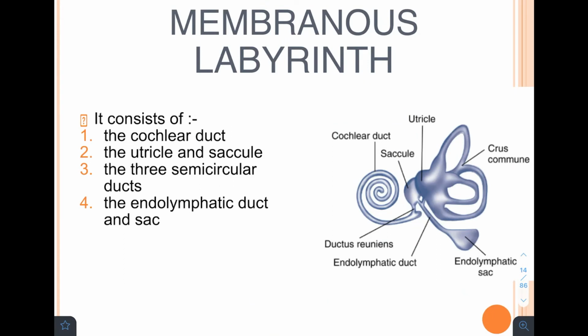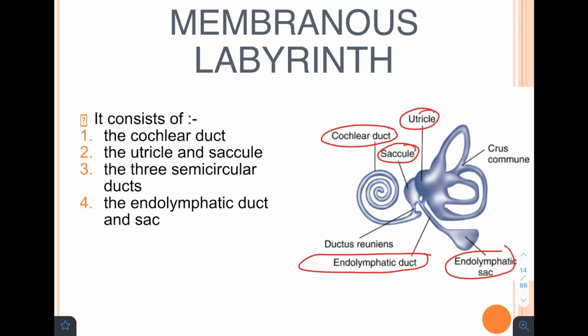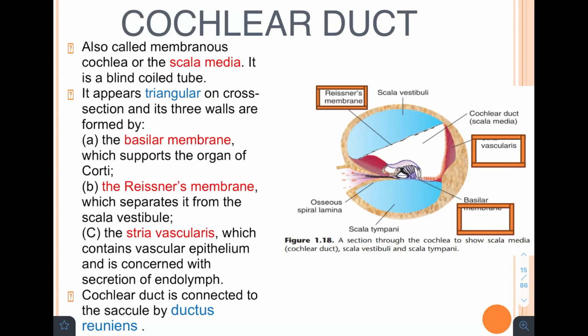Next, we come on to the membranous labyrinth. Now, the membranous labyrinth is filled with endolymph, and it consists of the cochlear duct over here, as you can see, the utricle and the saccule, the 3 semicircular ducts, and the endolymphatic duct and sac. So these are the parts of the membranous labyrinth. First, we'll talk about the cochlear duct.